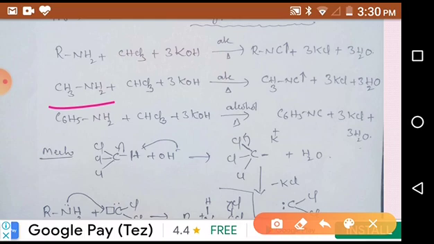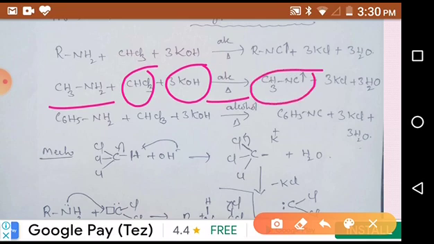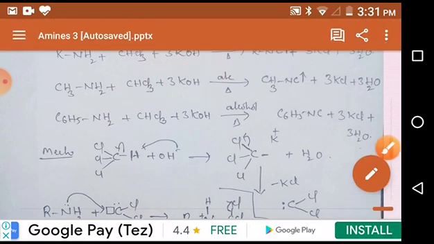Methylamine, when it reacts with chloroform and alcoholic NaOH or KOH on heating of this mixture, we get methyl isocyanide, methyl carbylamine, or methyl isonitrile. Along with these, you get potassium chloride and water. This is a gas. It has a foul smell. Okay, next reaction.